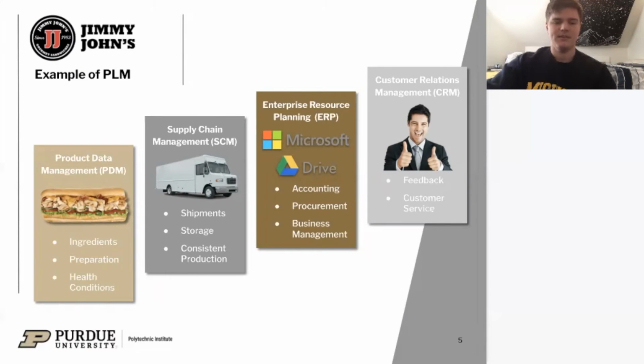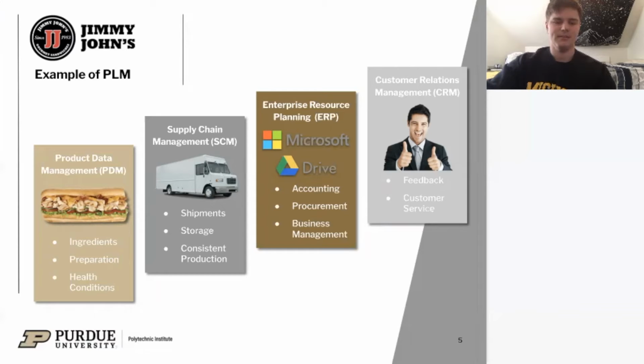Here's another great example of PLM. Jimmy John's, the well-established sandwich shop known for its freaky fast, freaky good service. Jimmy John's surprisingly utilizes PLM every day. Now, before we get started, PLM scope includes four big forms of management: product data management, supply chain management, enterprise resource planning, and customer relations management.